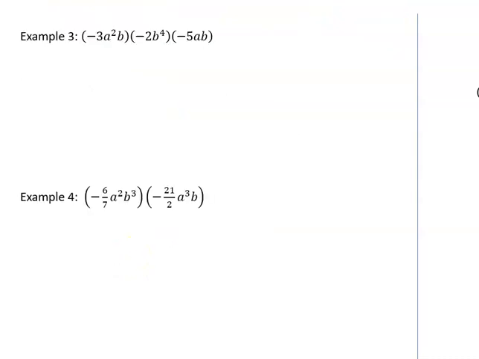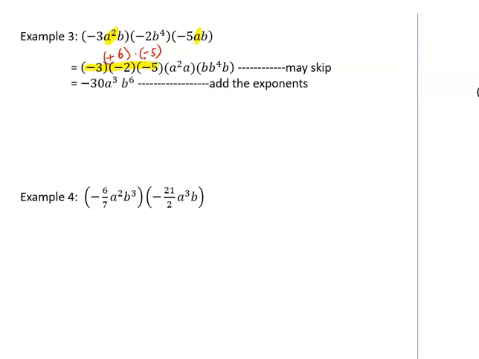Now, in the next example, we'll do the same thing, but we have a bunch of negative numbers, so we need to be careful with multiplying them. I already reorganized everything, putting all the numbers together, all the a's together, and all the b's together. When we multiply the numbers, -3 times -2 gives us +6. Then we do positive 6 times negative 5, which gives us negative 30.